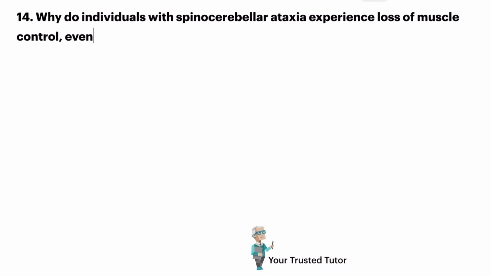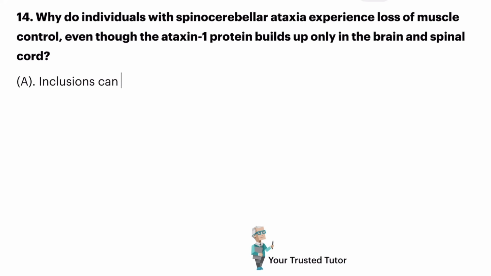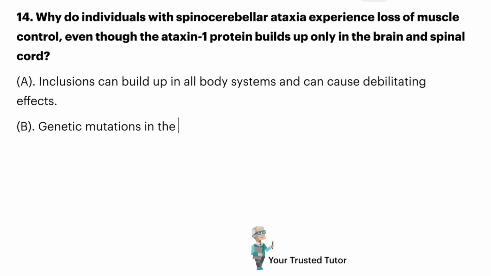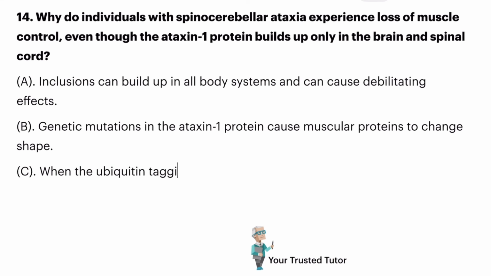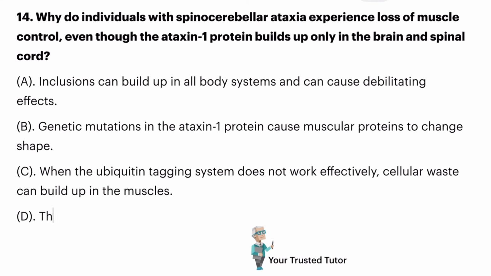Question 14. Why do individuals with spinocerebellar ataxia experience loss of muscle control, even though the ataxin-1 protein builds up only in the brain and spinal cord?